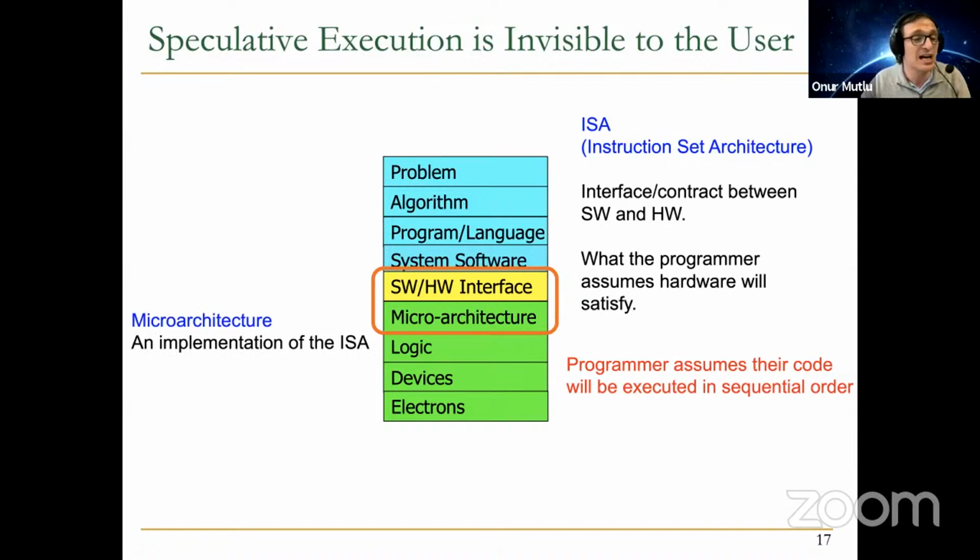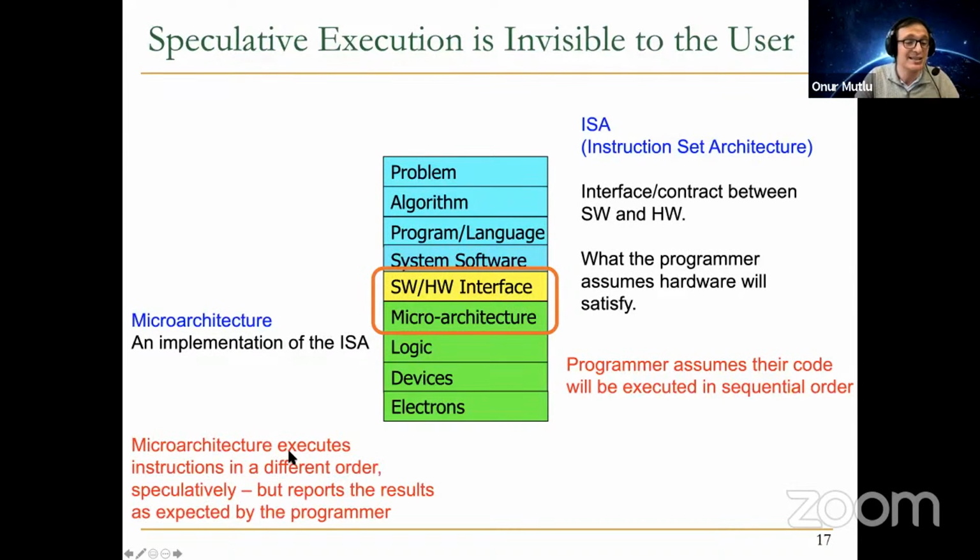Now, what the processor is doing underneath is implementing a microarchitecture. This ISA is implemented in such a way that instructions are executed in a different order than the programmer expects, but this different order is never exposed to the programmer. The programmer in the end sees the results in sequential order. And we're going to see exactly how this is done in real systems today.